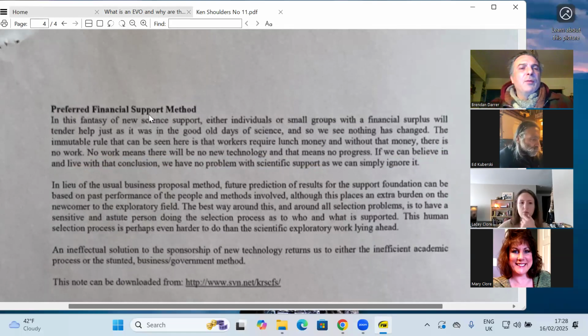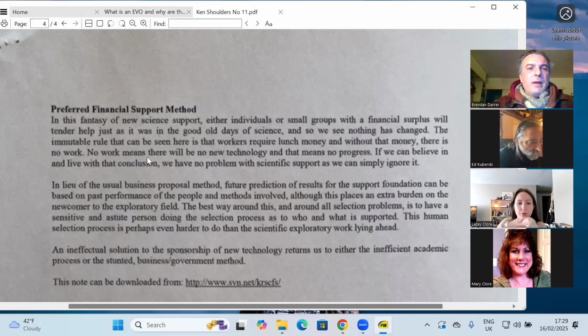Third, financial support method. In this fantasy of new science support, either individuals or small groups with a financial surplus will tender help, just as it was in the good old days of science. And so we see nothing has changed. The immutable rule that can be seen here is that workers require lunch money, and without that money, there is no work.